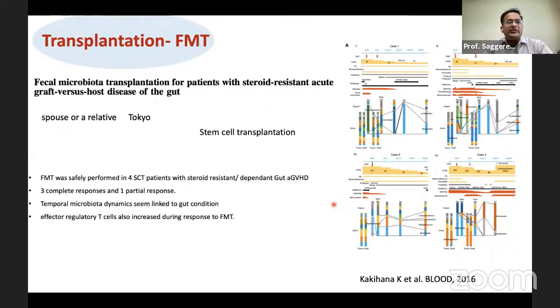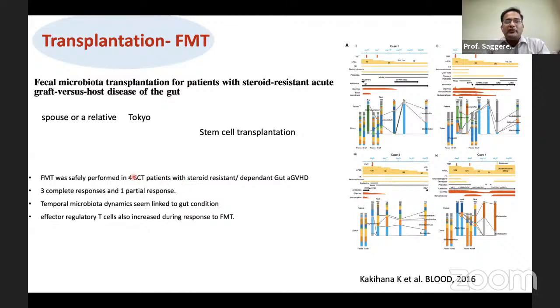And coming to the transplantation, this is an interesting paper from Tokyo. This is in patients with stem cell transplantations having acute graft versus host disease of the gut with bloody diarrhea and hematochezia, basically acute rejection, graft versus host disease. They gave FMT for four stem cell transplanted patients with acute graft versus host disease of the gut.